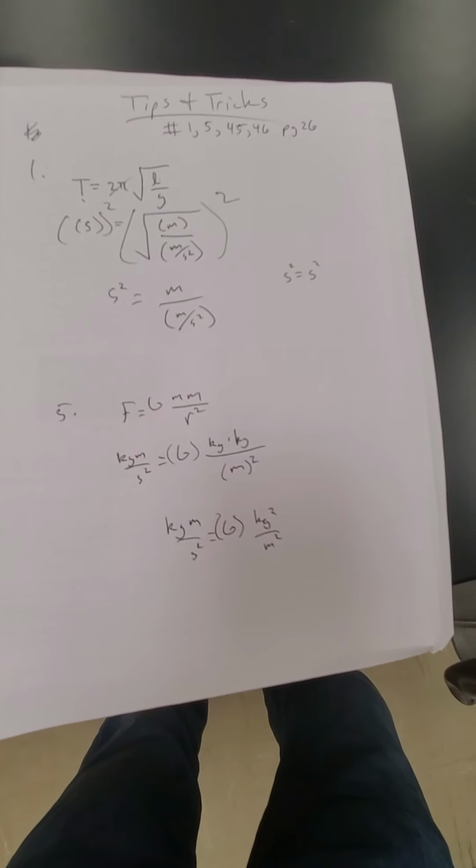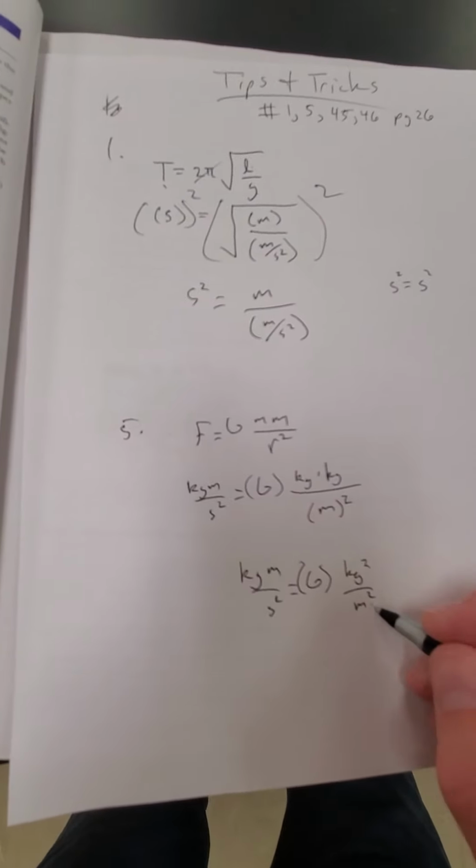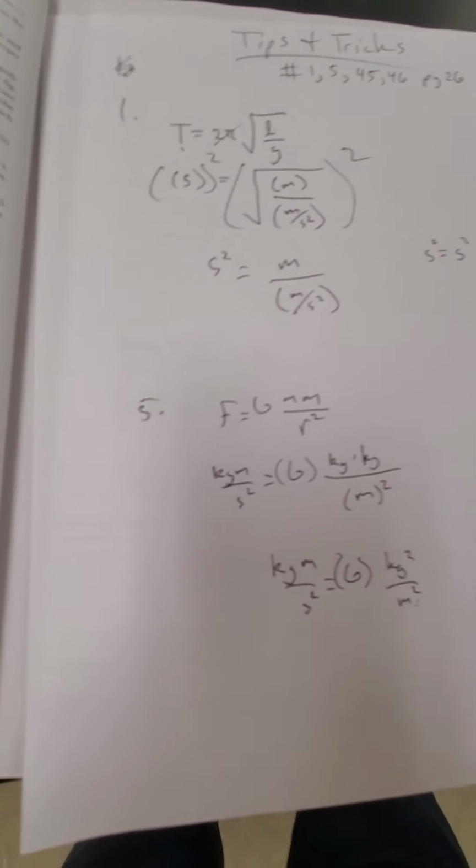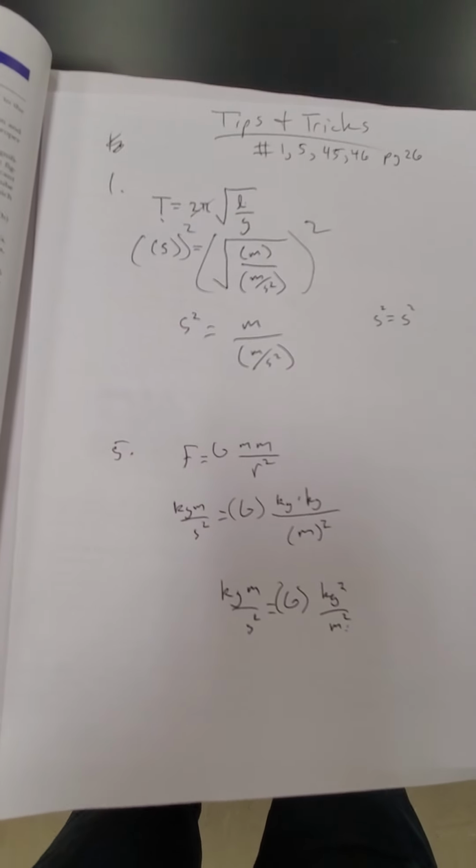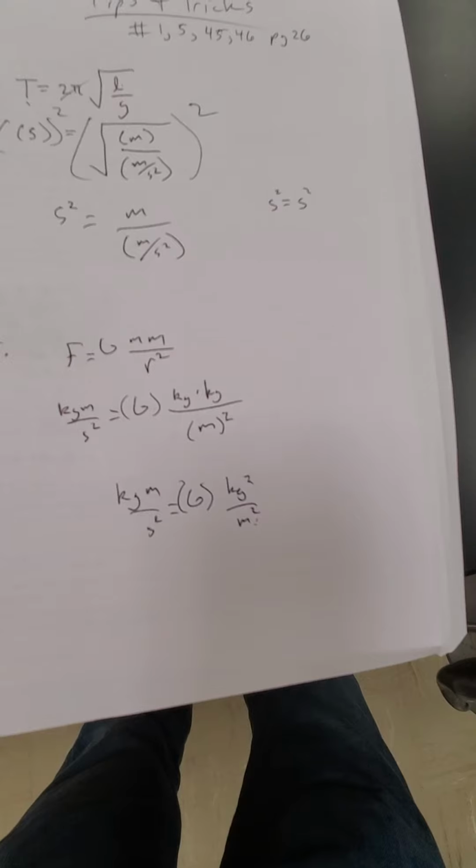So now you're going to want to move this stuff around, right? You're going to want to multiply by meters squared. You're going to want to divide both sides by kilograms squared, and whatever you are left over with, that is going to be your units for G. Okay.